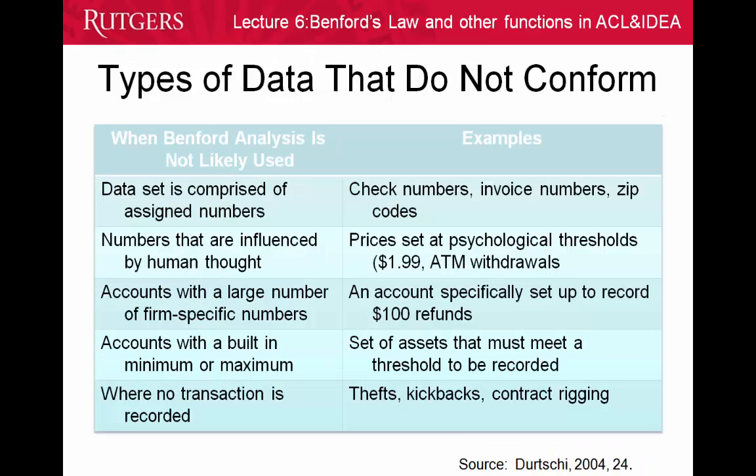Now let's discuss in what situations the data does not conform to Benford's law. First, if the dataset is composed of assigned numbers. For example, zip codes are assigned rather than occurring naturally, so they do not conform to Benford's law. The same applies to check numbers or invoice numbers.